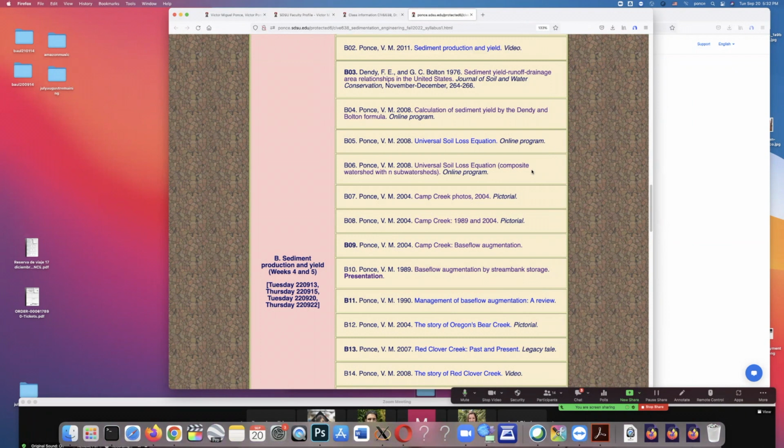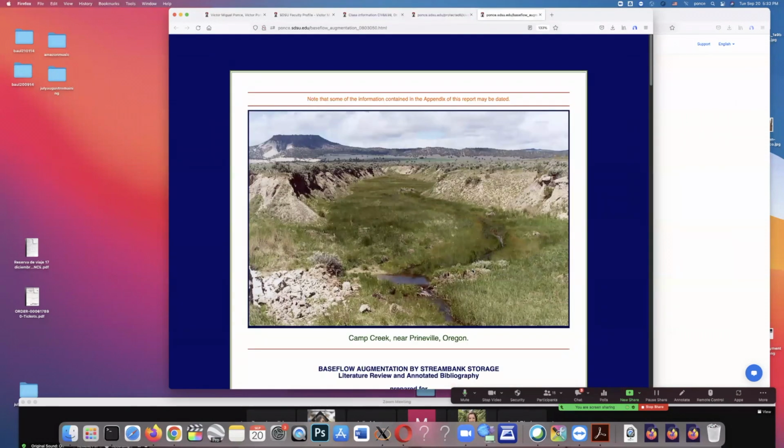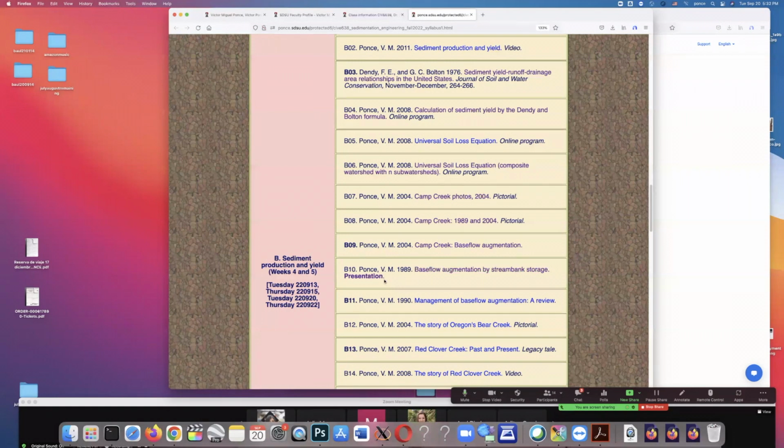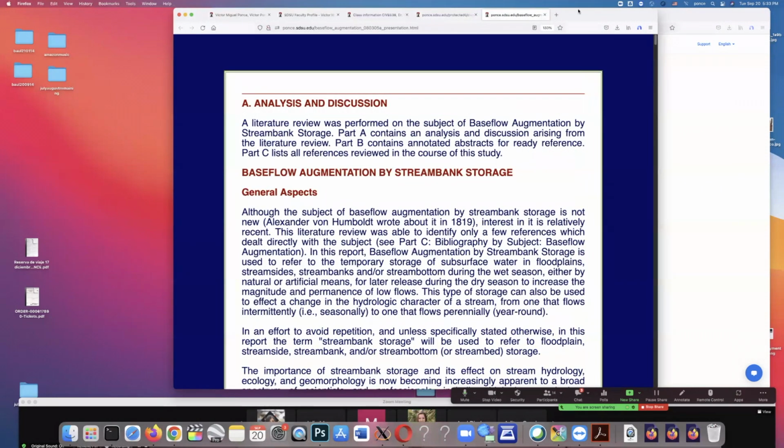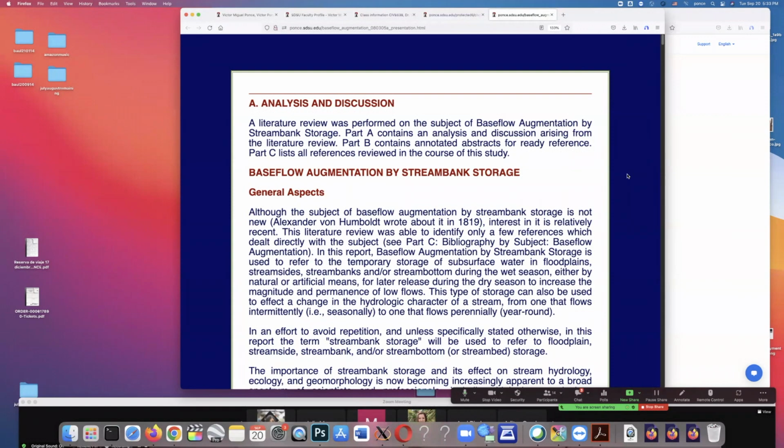We're in the syllabus here. I'm going to spend a little bit of time talking about this project, baseflow augmentation by stream bank storage, and I want you to look at it as you see fit. I'm not going to quiz you on it, but it's an important project, an important report. It's a long report, about 150 pages, and I do realize there's a lot of stuff in here. However, I have set it up as a presentation, and I'm going to be looking at a few things that I want to emphasize on the presentation.